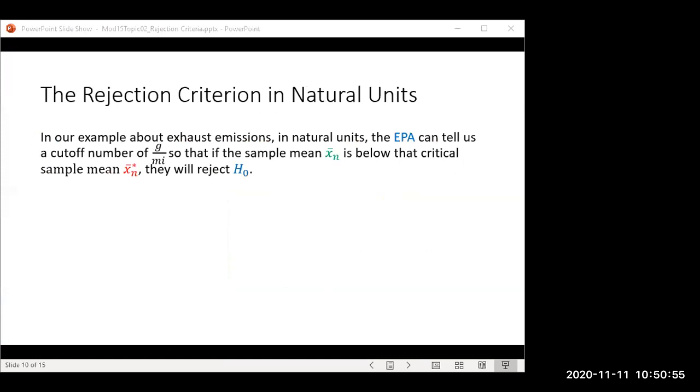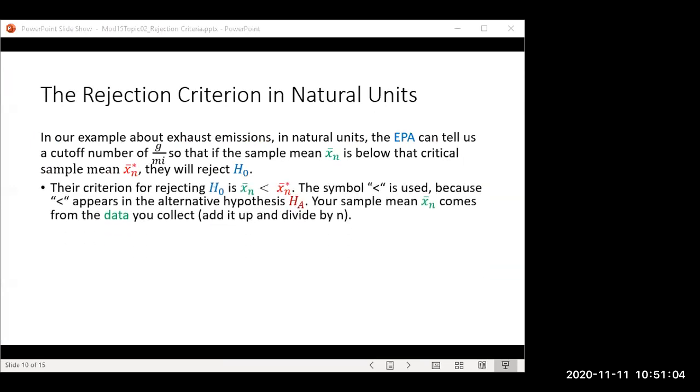Let's make the picture just a little more detailed for each of these. Let's just talk about the one with the natural units, the grams per mile. So their criterion for rejecting the null hypothesis is if the sample mean, X bar n, is less than the critical value of the sample mean. And it's using a less than because in your alternative hypothesis it was a less than.